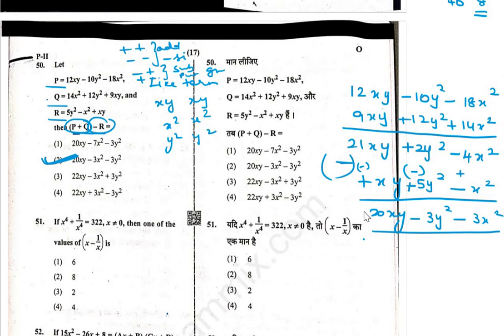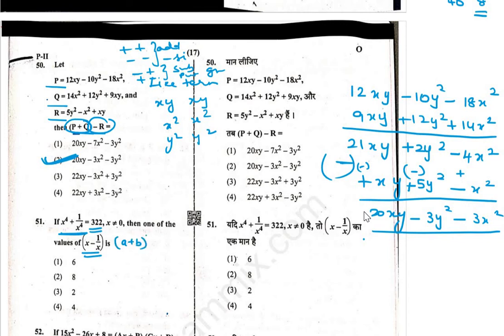Question 51: x power 4 plus 1 by x power 4 value is given. We have to find x minus 1 by x. Okay. So how can we rewrite this one? Here we are going to use two formulas. First one, I am writing the formula here.